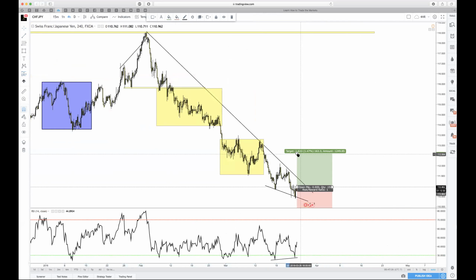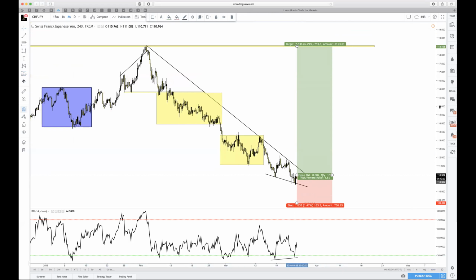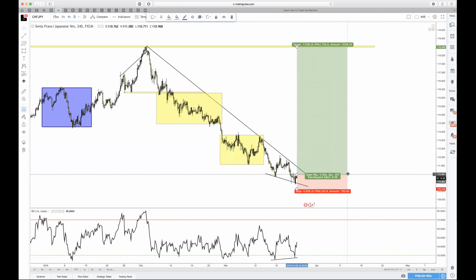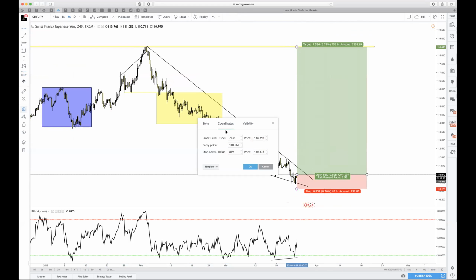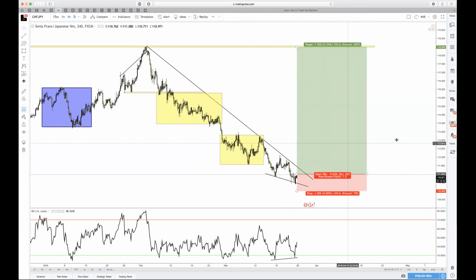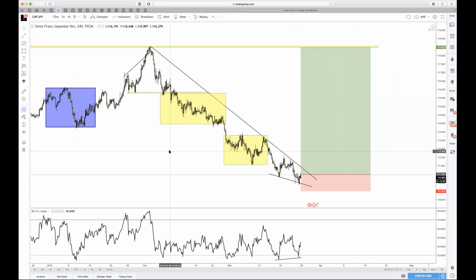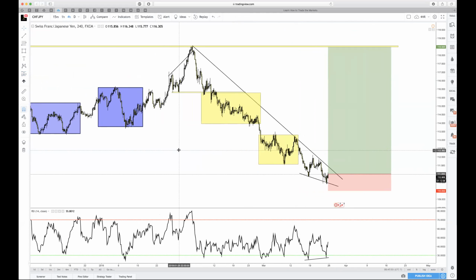But like I said, guys, make sure to follow the risk management, because one bad risk management is gonna throw you off. It only takes one mistake and you screw up big time. Stop loss, 100 pips. Take profit is 750 pips. My entry is at 111. That's it. That's CHF JPY.